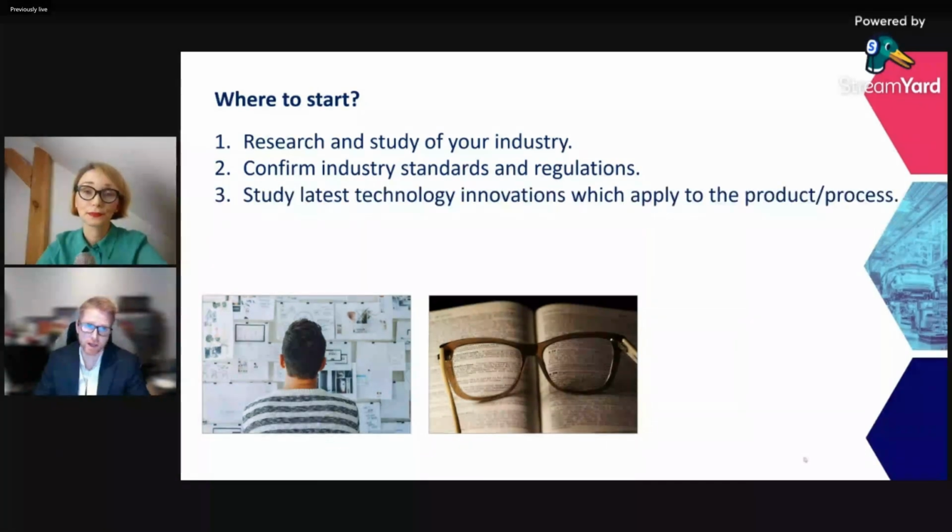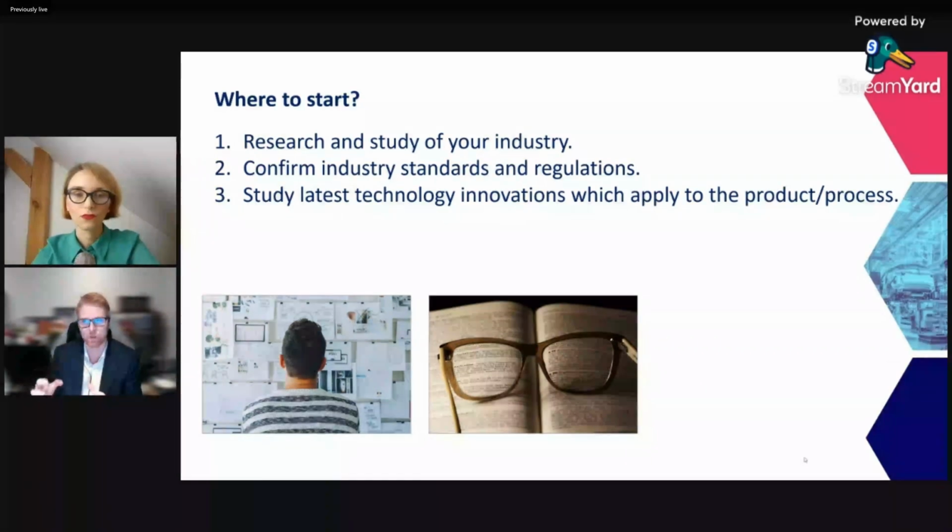So you also need to study the latest technology innovations which apply to the product or the process. So these are things, it's not just, what is a headlamp doing today versus what it was 10 years ago, or what is the technology going forward to actually control that process. So, originally a lot of things were handmade, hand assembled. As we become more efficient, we start using robots, we start using AI now to actually control processes.